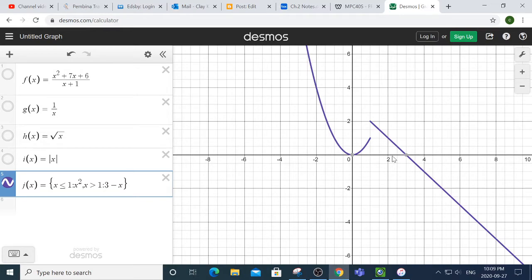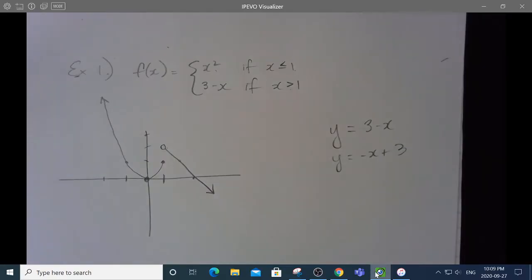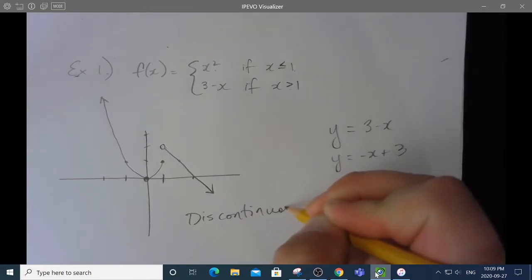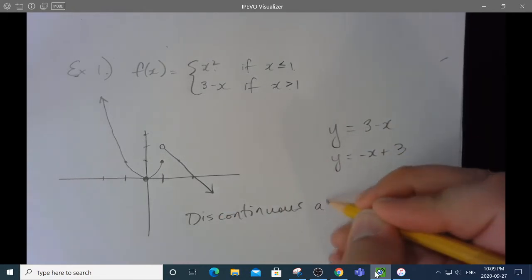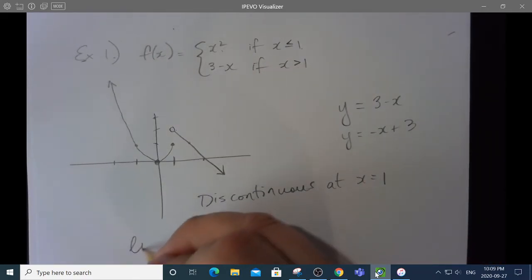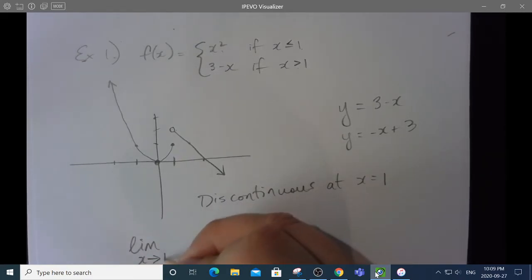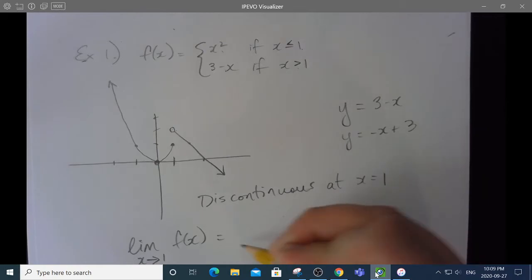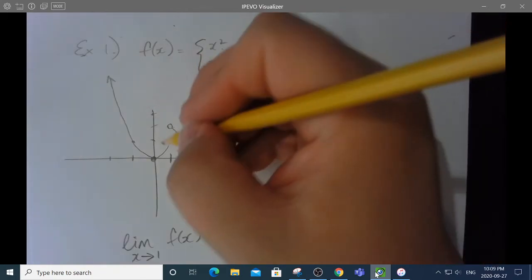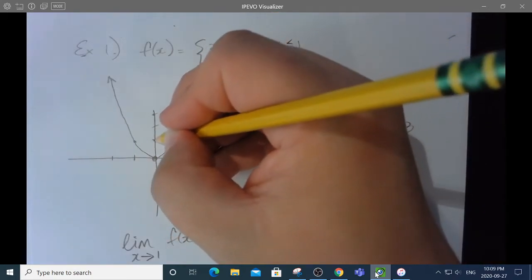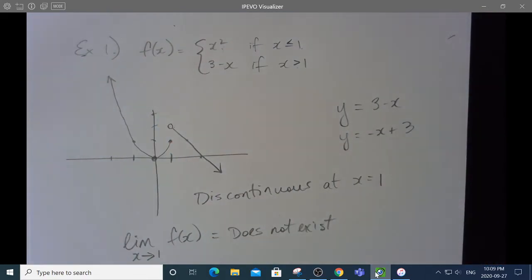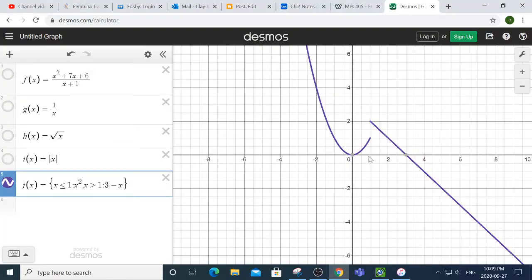So for this, I would say that this function is discontinuous, that's one word, at the point x equals 1. And if you wanted the limit as x approaches 1 of f of x, you would say it does not exist. And you'd say that because the limit as you approach from this direction looks like it's heading towards 1, but then if you head in from this direction, it looks like the limit is heading towards 2.